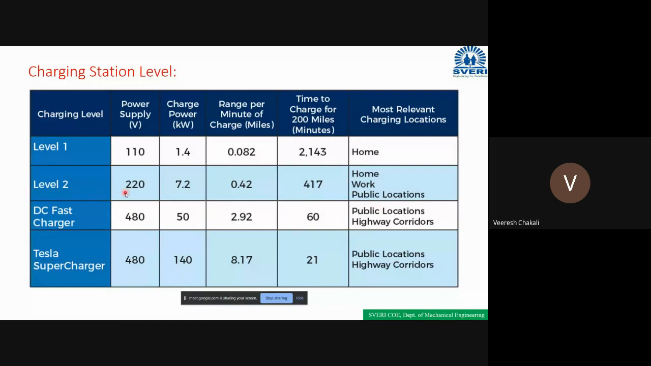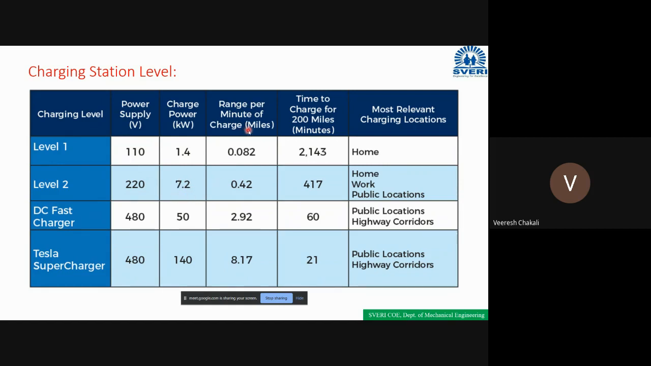So for the level 2 charger, what will be the voltage capacity of this charger? Level 2 charger: 220 volts. Charge power: 7.2 kilowatts.